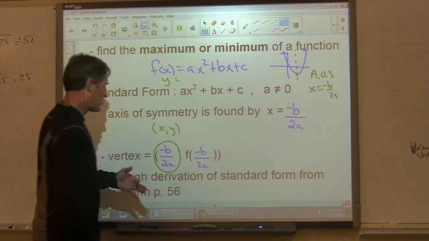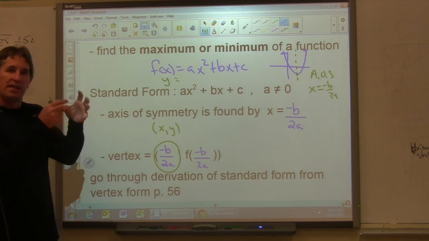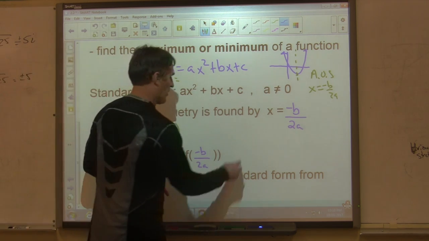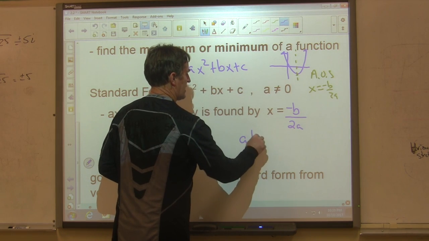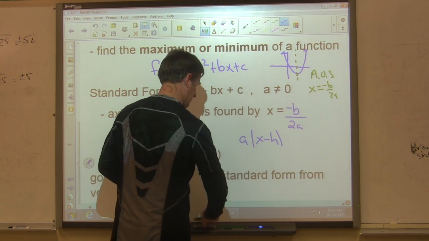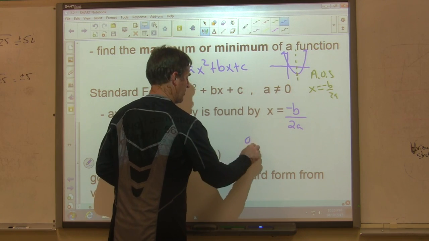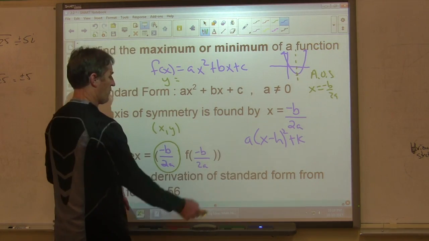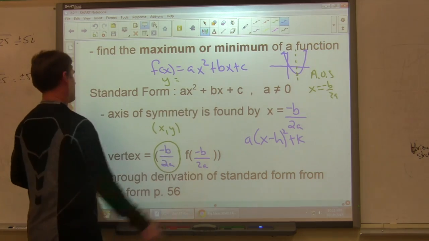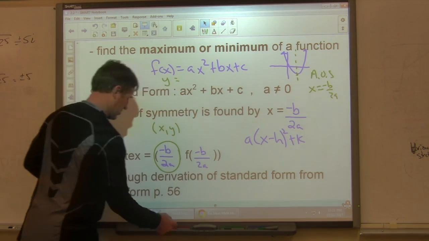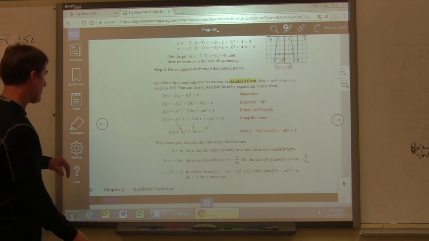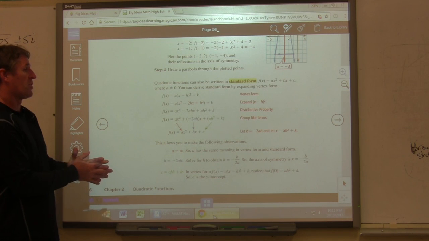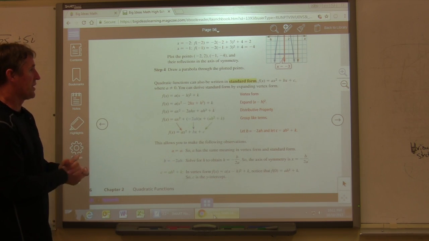But what I'd like to do is go through how this is derived from our vertex form, which we worked with on 2.1. Remember, the vertex form was a times x minus h, not absolute value, a times x minus h squared plus k. So we're going to go from how we get from here, how we get to standard form. And they do a good job of explaining that in the book. And so this is on page 56, so if this is difficult to see, please open your textbook on the computers so as we go through this you can see it.